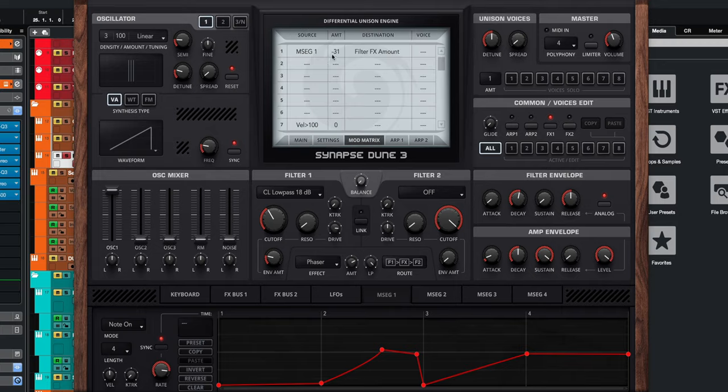So if you look in the mod matrix, it's minus 31, so it's actually decreasing the amount, and it gives the appearance that it's doing some sort of pitch stop, or like the tape stop sound that you can get on certain plugins.